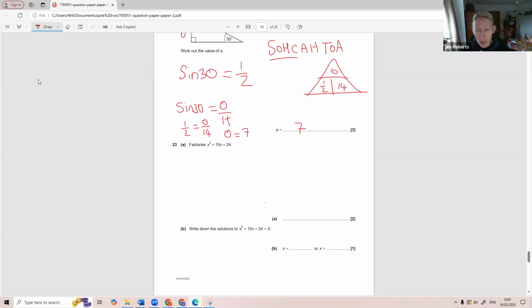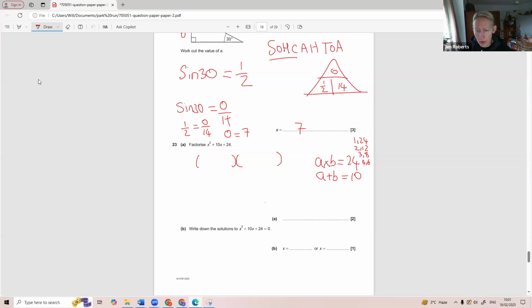Factorize. So to factorize a quadratic expression, you should be thinking, well, I need double brackets. That's your first thought. You need two numbers that multiply to get 24 and add to get 10. Okay, think about all your factors of 24. You've got 1 and 24, 2 and 12, 3 and 8, 4 and 6.